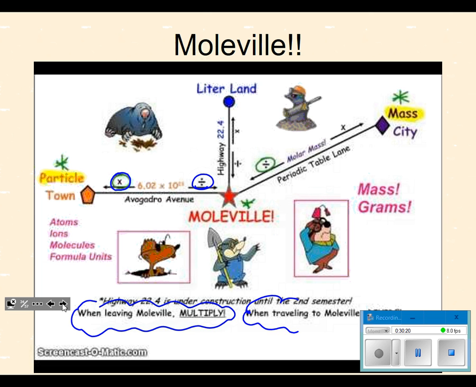When you're traveling to Moleville, it says to divide behind that, but I'm not going to move that because then that'll mess up my recording, and I've been doing this too long to stop now. Okay? So again, when you're leaving, multiply. When you're coming from liters to moles, divide. When you're leaving from moles to go to mass, you multiply. When you're coming from mass to moles, you divide. So that's just one of those things that might be helpful for you as you're going along.